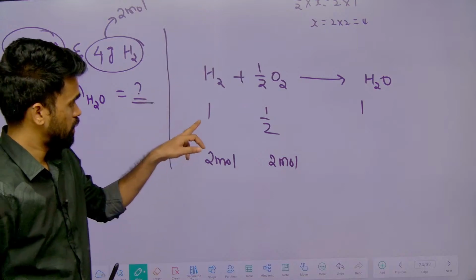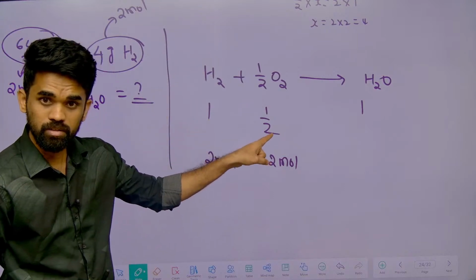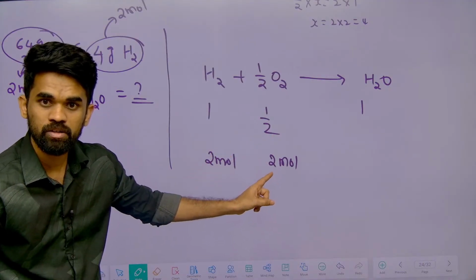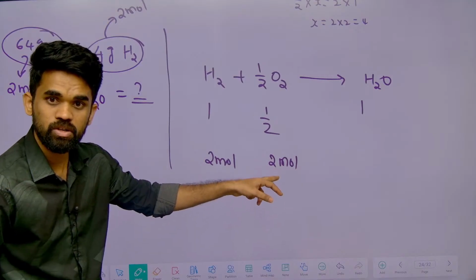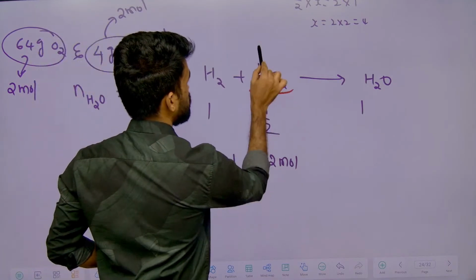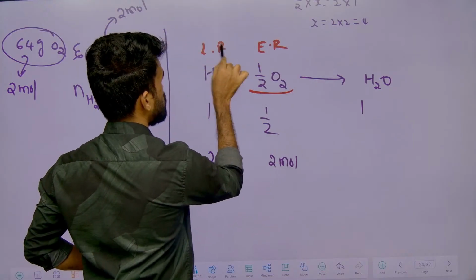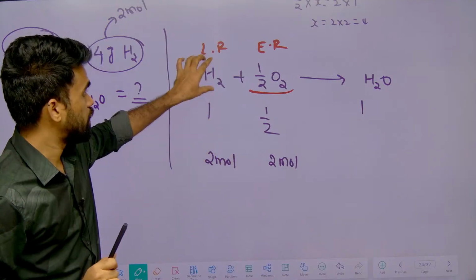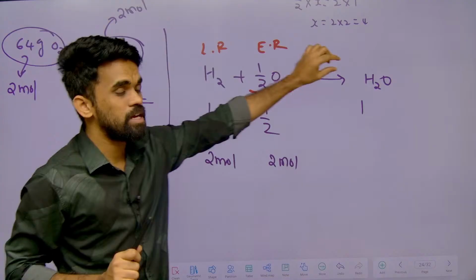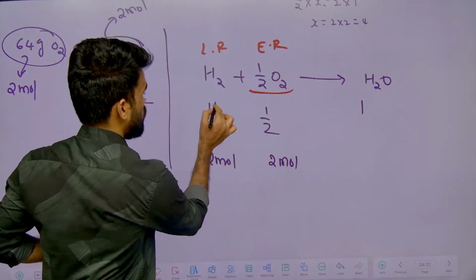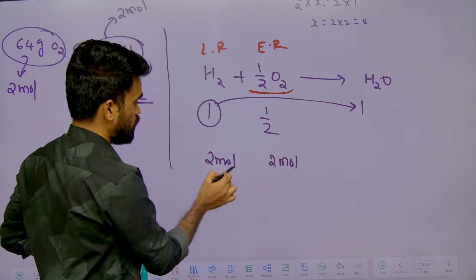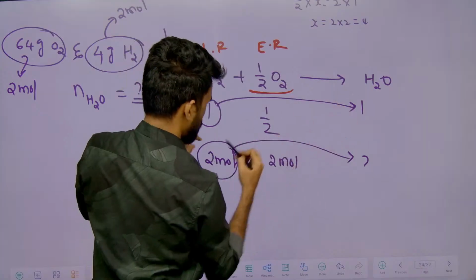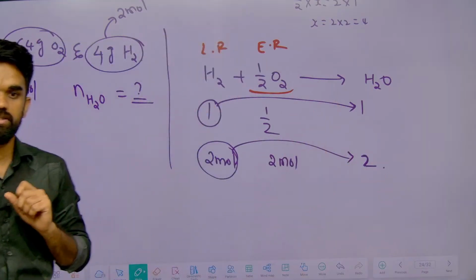See, definitely for every 1 mole we require half mole. Then for every 2 moles it should be 1. But how much do we have? 2. So this is more than the requirement, so it is the excess reagent. This is the limiting reagent. So our calculation should be done with respect to the limiting reagent. It means the limiting reagent decides the amount of product formed. So for every 1 mole we are getting 2... 1 gives 1, 2 gives 2. That is your answer.